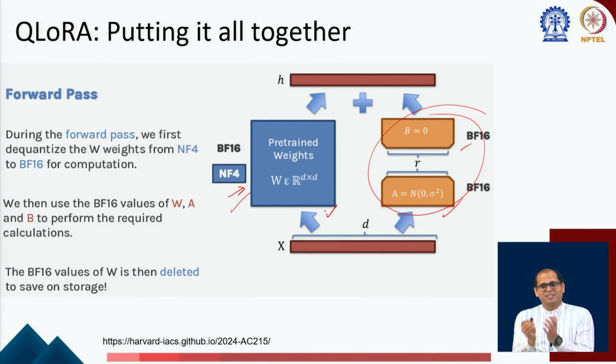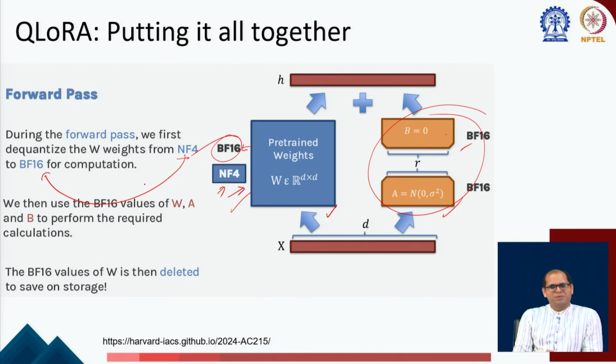This is where you have the largest number of weights, right, and that's where you want to save memory by storing them in NF4 data type. But whenever you need to compute, you will dequantize them back to BF16 and do your computation, but you will always store as NF4. So these pre-trained weights are stored as NF4. For forward pass, you will convert them to BF16 for computation. Okay, and then BF16 values of W, A, B are used, and you perform the computation. And you don't store these BF16 values of the computation. You just delete them, right? You only store them as NF4.